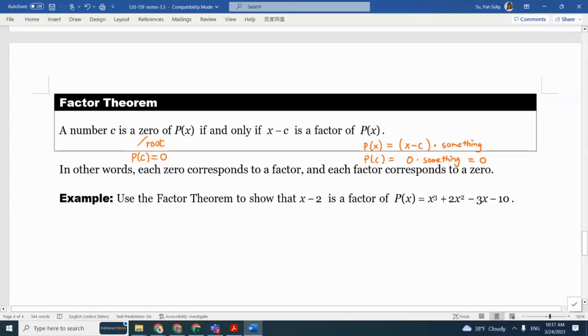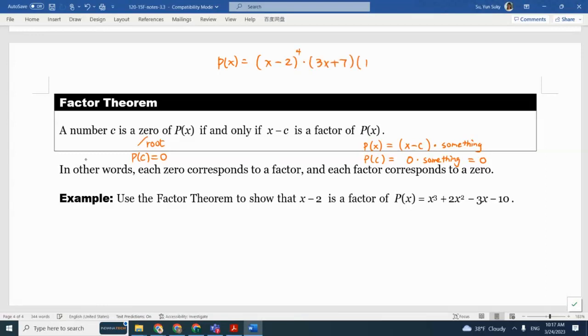If you remember what we did before, if you have something like x minus 2 to the 4, 3x plus 7, and 10x minus 1, each is a factor. And then how do you find the roots? You set each factor equal to 0. Right? Anybody?